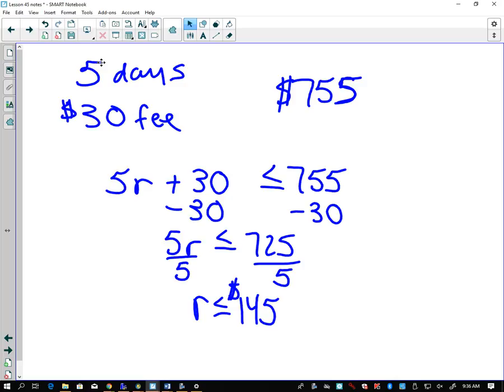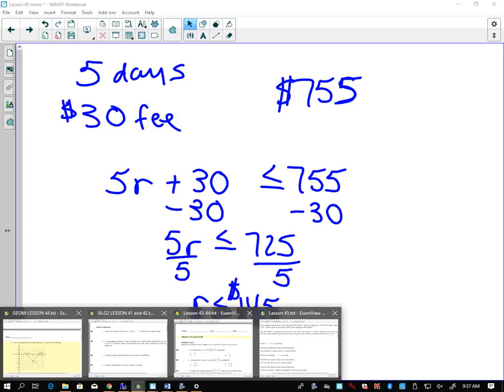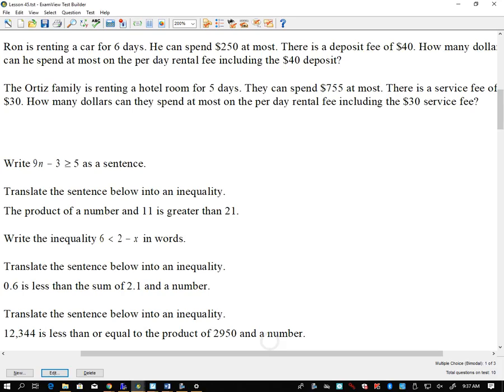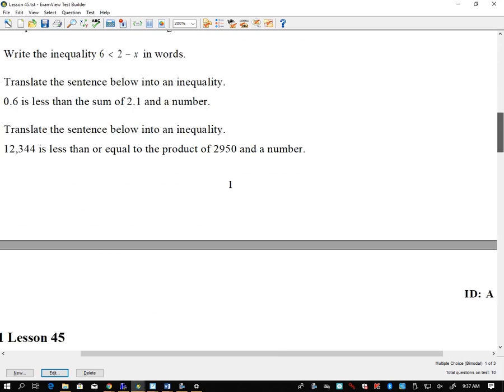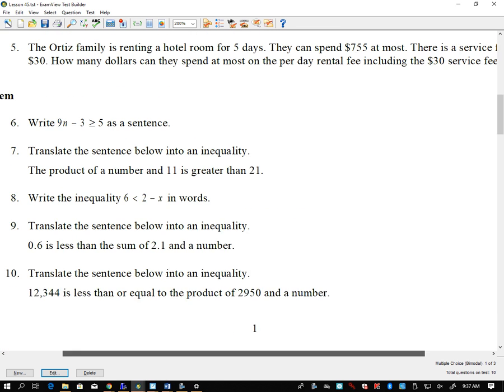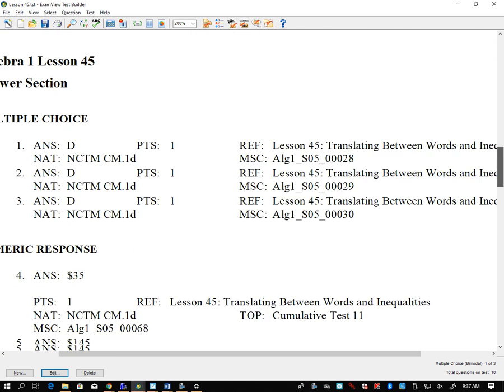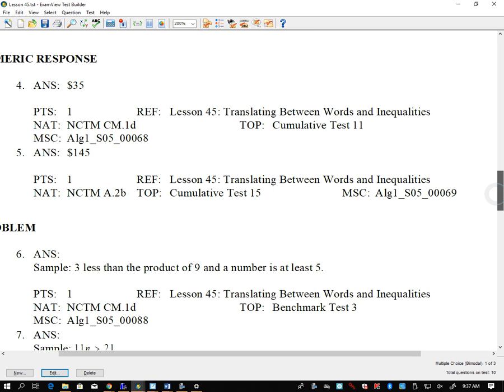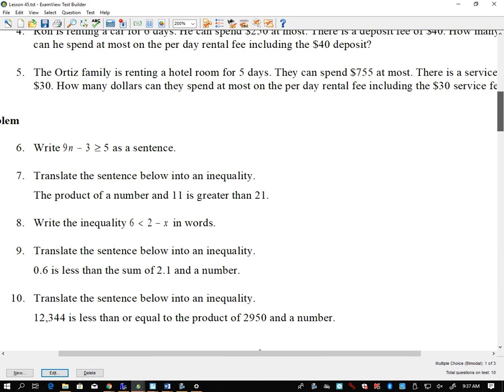Okay, let's kind of scoot back over. Where's my page? Here. Let's see what that answer actually came out to. Were we at all correct? Ortiz family? Question number 5. $145. Okay, very good.